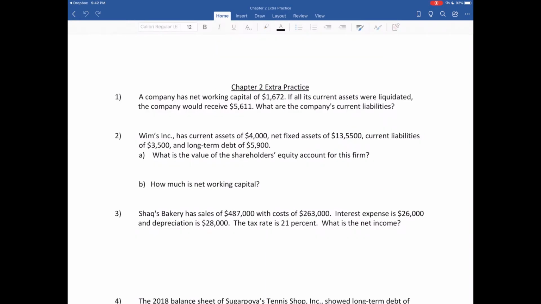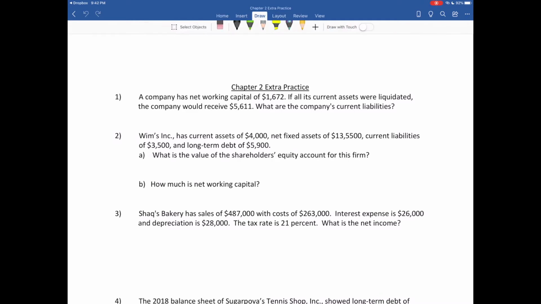and that's what we will turn our attention to now. Okay, so now what I'm looking at is the Chapter 2 Extra Practice document located on Blackboard, and we'll work through some of these to provide some additional guidance, as I mentioned, for the Chapter 2 homework and for the first exam. So number 1 talks about a company having net working capital of $1,672. If all the current assets were liquidated, the company would receive $5,611. What are the company's current liabilities?